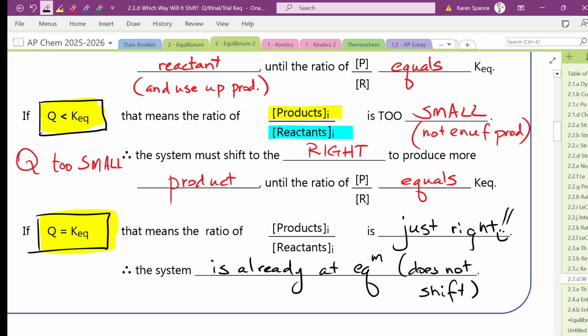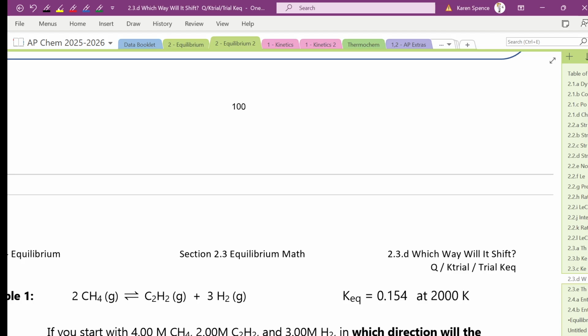Okay, so what we're going to do is we're going to look at a couple questions that use this just to predict the shift. And then we're going to use it in a question where we need to do some actual math after we predict the shift. And then we're going to be done. Hooray.